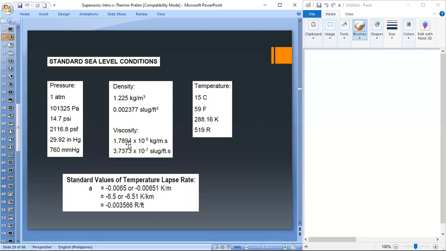Here is our viscosity at standard sea level. In reality, the viscosity depends on temperature, so later on I will show the formula. But at standard sea level, this is our viscosity. And then we have the standard temperature lapse rate, lambda, in our formula, which is negative 0.0065 Kelvin per meter, or negative 6.5 Kelvin per kilometer, or 0.00356 degrees Rankine per foot. Remember this, because we use it in the variation once our altitude increases, where we have a change in height. This is just a recap of your aerodynamics.